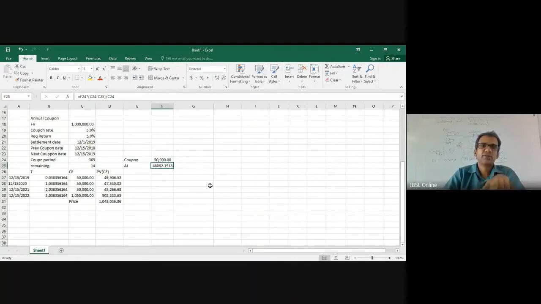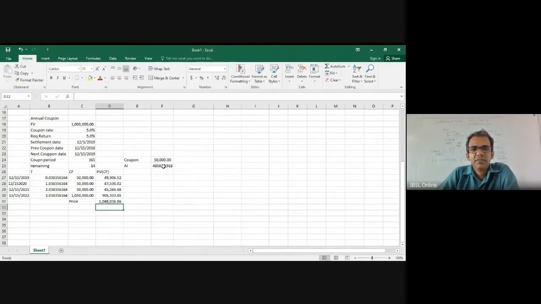So you can see this is the accrued interest amount. Now you can see the price we get is very close to 1 million plus this accrued interest. Why is it not exactly the same? This includes the accrued interest. I explained earlier, when you use this calculation, you get the dirty price, so you get it with the accrued interest. If you deduct this accrued interest component, you get close to 1 million.